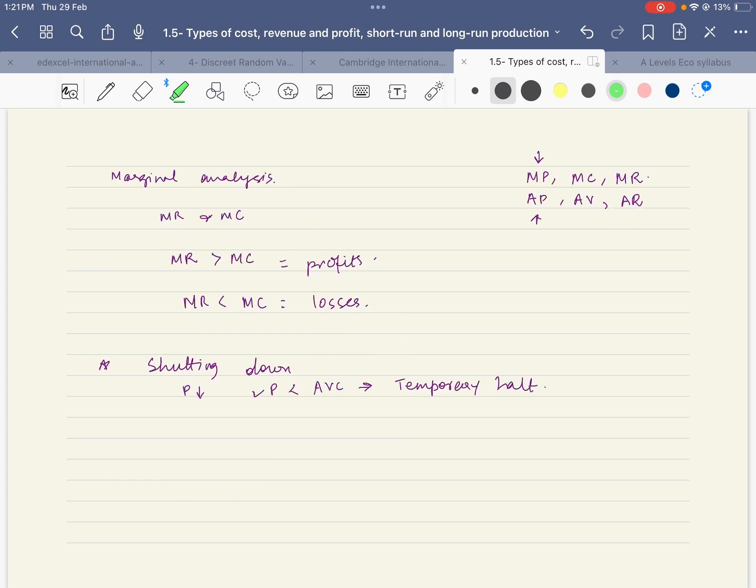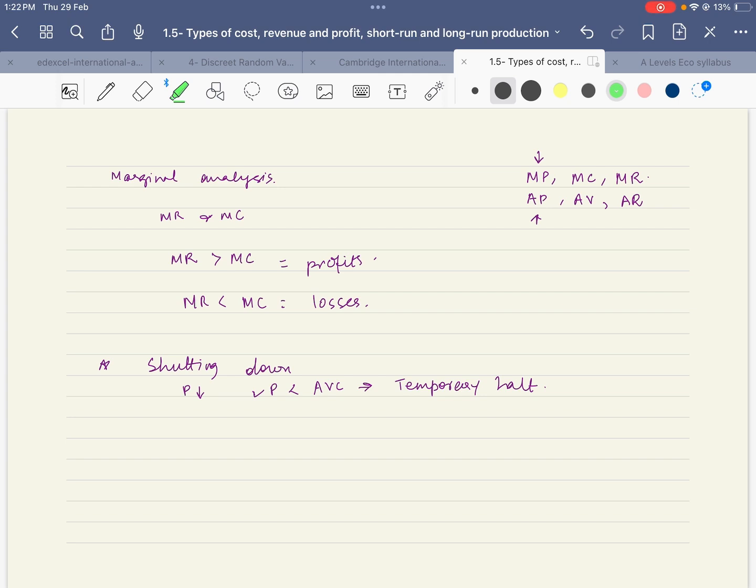What should the firms do in the light of marginal analysis? They need to look at marginal revenue and marginal cost. If marginal revenue is greater than marginal cost, then the firm is making profit. When marginal revenue is less than marginal cost, then the firm is making a loss.